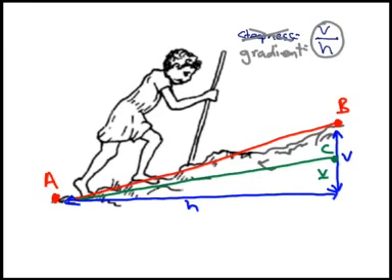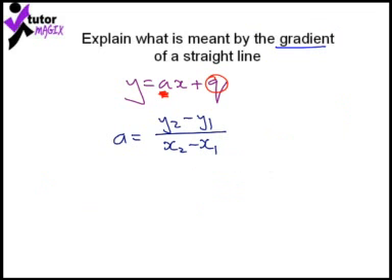And if you now look carefully at the formula for gradient, you'll see it's the difference between 2 points vertically divided by the difference between the 2 points horizontally. That then gives us a definition and an explanation for what is meant by the word gradient.